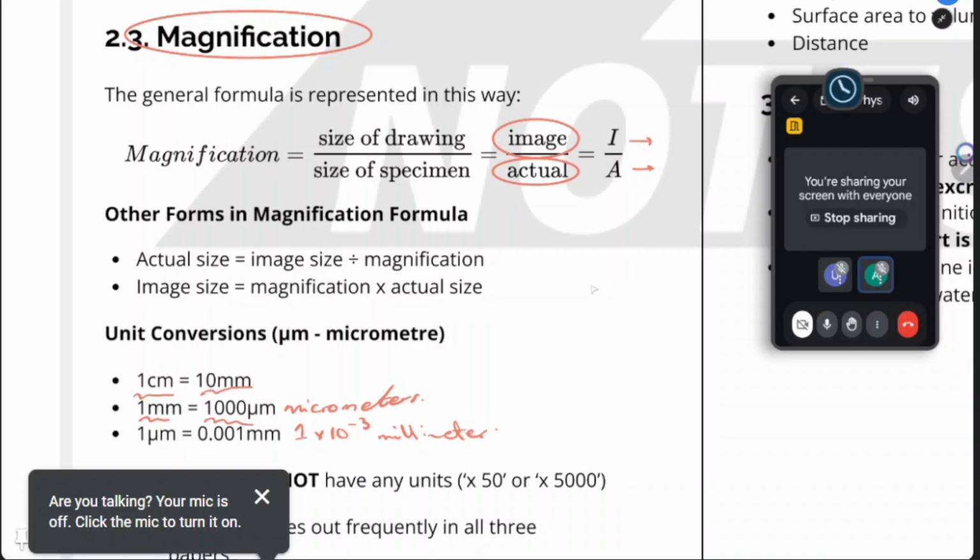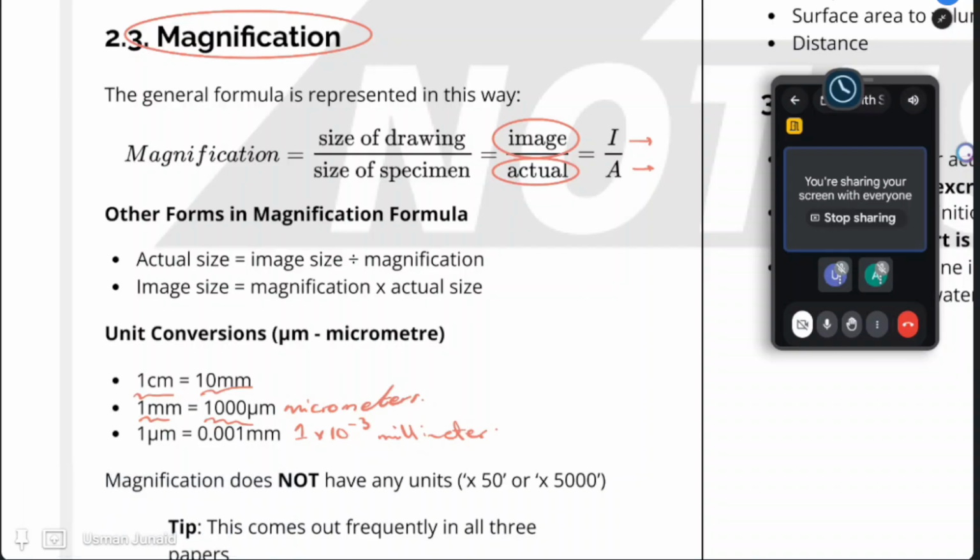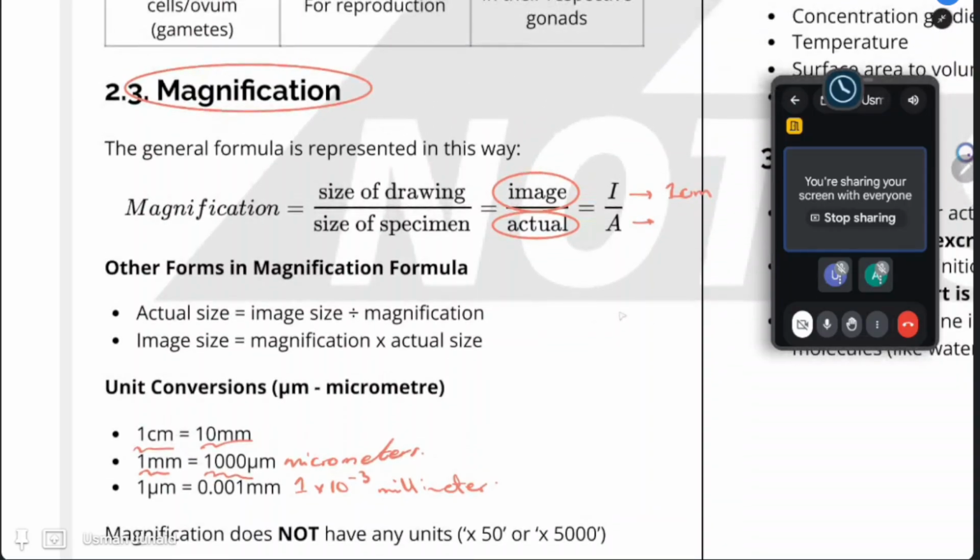So when we're talking about the image, it will have a size, right? So the image will have a length, let's say 1 centimeter, which is 10 millimeters. And the actual size would be somewhere around 2 micrometers, let's say. Right? Now what's 2 micrometers in millimeters? It's 2 times 10 to the power minus 3.